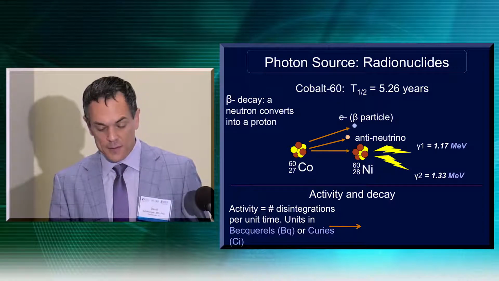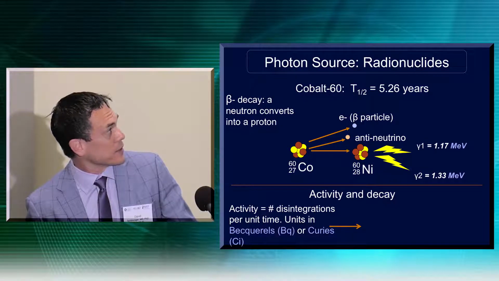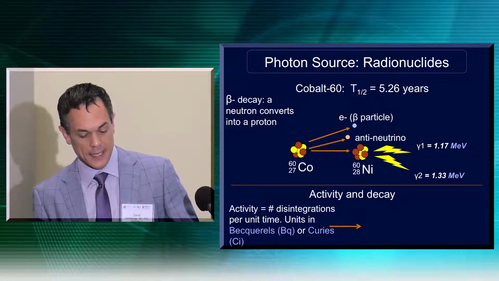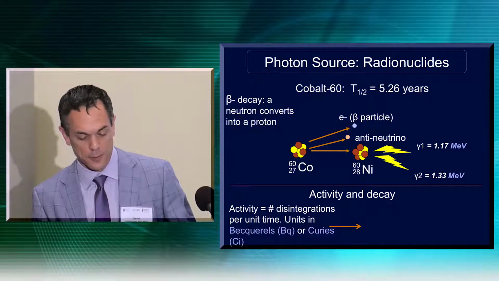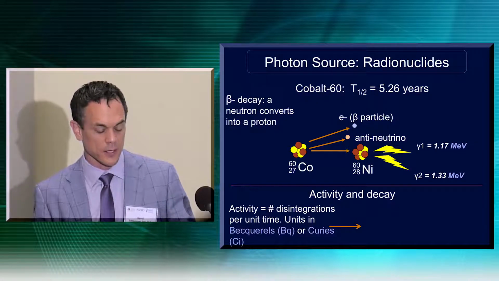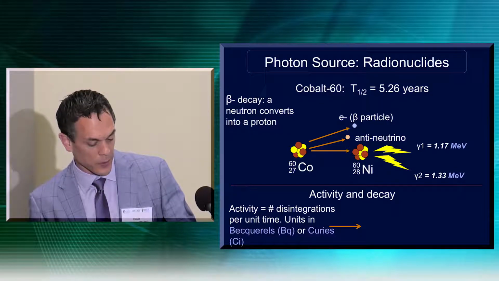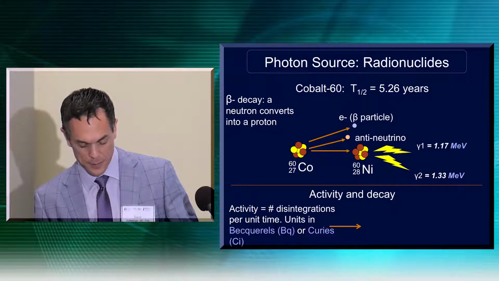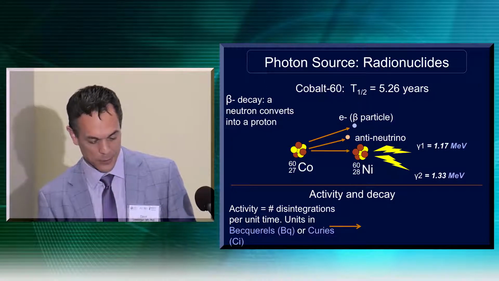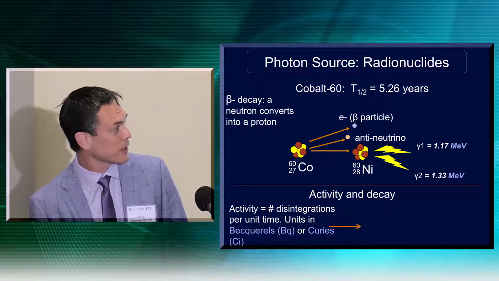So where do we get these photons that we're going to use for radiosurgery? So one way is through radioactive decay, and sort of the common example for radiosurgery is cobalt-60, which decays through something called beta-minus decay. And so we create cobalt-60 in a reactor by bombarding cobalt-59 with neutrons until it becomes neutron heavy.